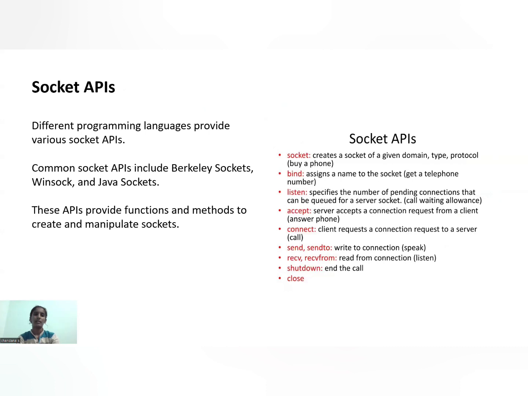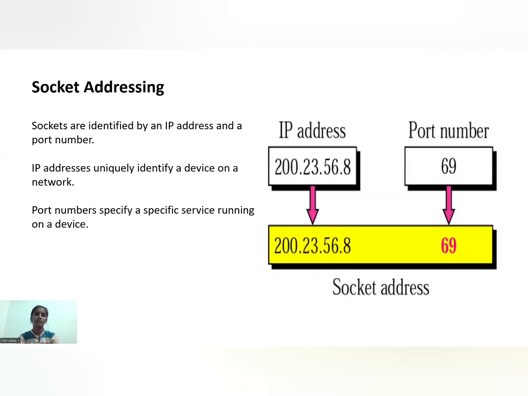Socket API. Different programming languages provide various socket APIs. Common socket APIs include Berkeley sockets, WinSock, and Java sockets. These APIs provide functions and methods to create and manipulate sockets.